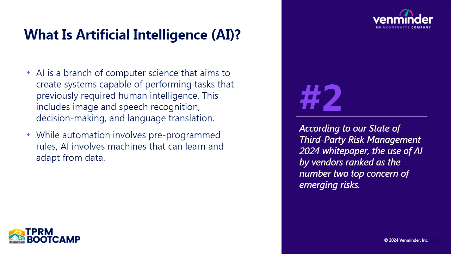Now, AI and automation both involve machines doing tasks that people used to do, but they are actually really different. Automation means that the machine is following a rule that has been put in the system. But artificial intelligence means that the machine can learn and change using data.